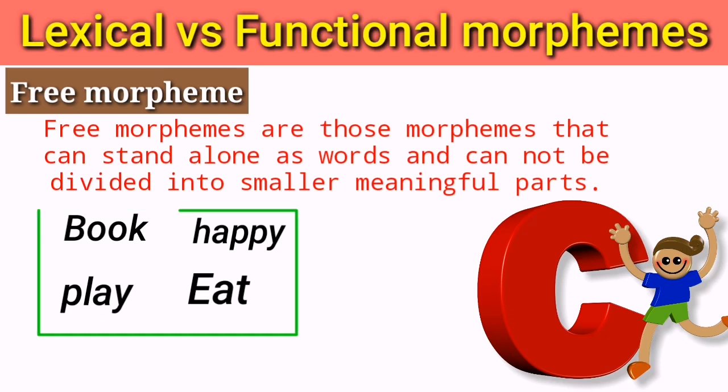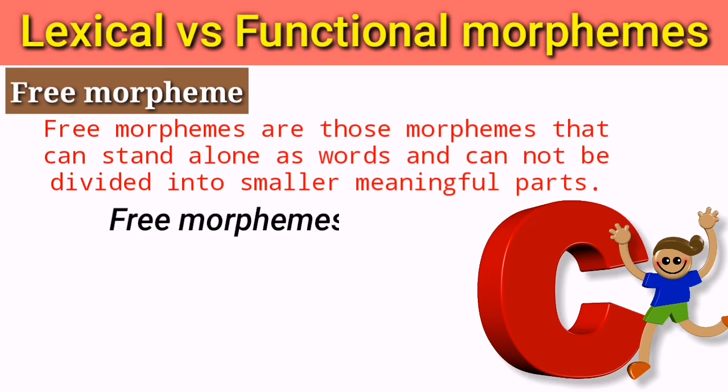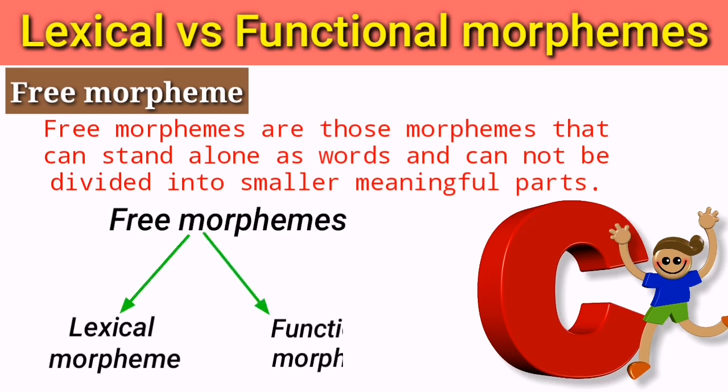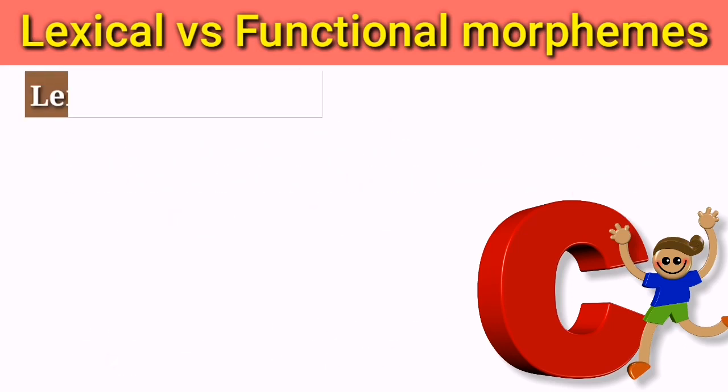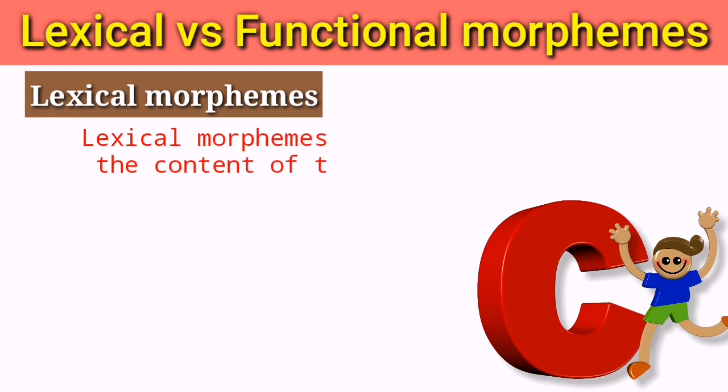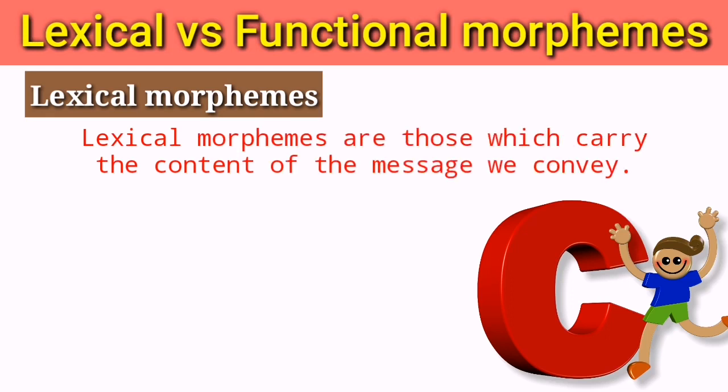So free morphemes are divided into two categories, and they are lexical morphemes and functional morphemes. Now let's move on and explain them. Lexical morphemes. Lexical morphemes are those which carry the content of the message we convey. Simply you can say that lexical morphemes are those words in a sentence that convey the content of the message.